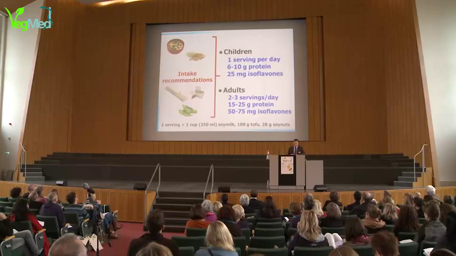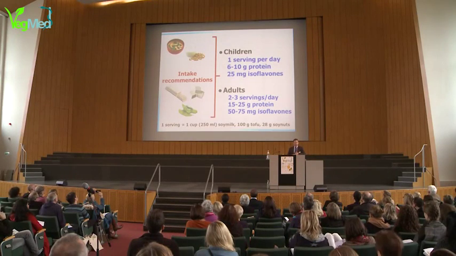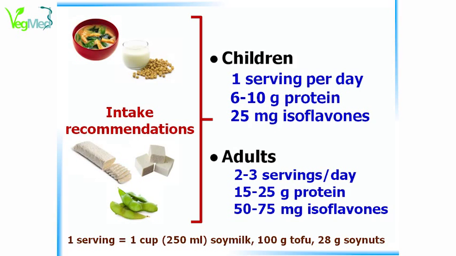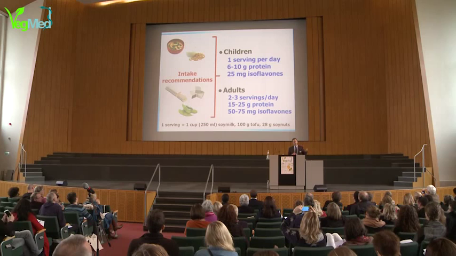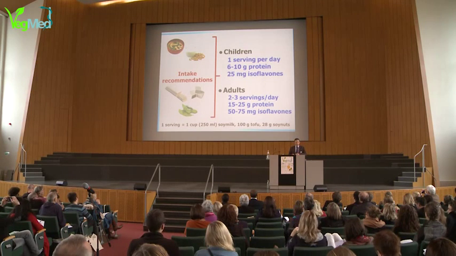So my intake recommendations are, for children, one serving per day, 6 to 10 grams of protein, about 25 milligrams of isoflavones. And for adults, 2 to 3 servings per day. I'd say the upper limit is about 25 grams of soy protein, not because more than that is harmful, but simply because you're not supposed to place too much emphasis on any one food, no matter how healthy.